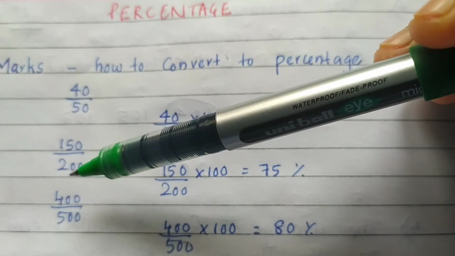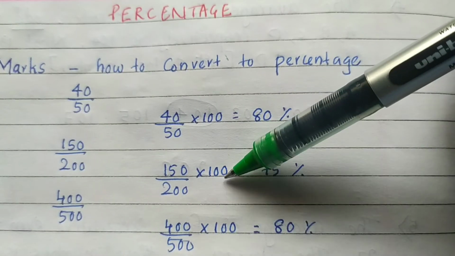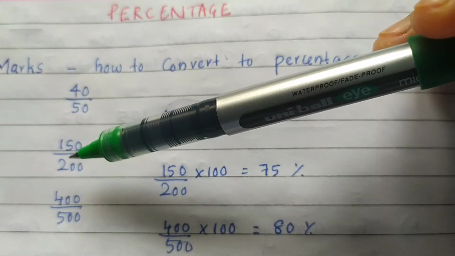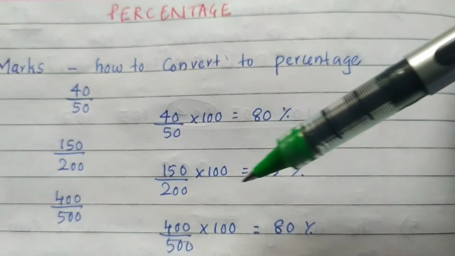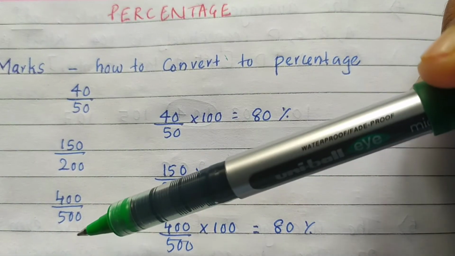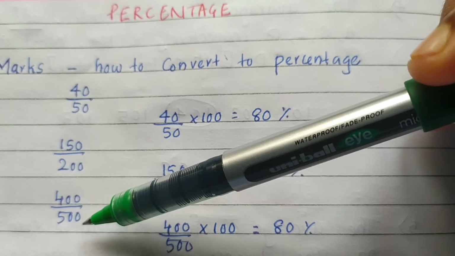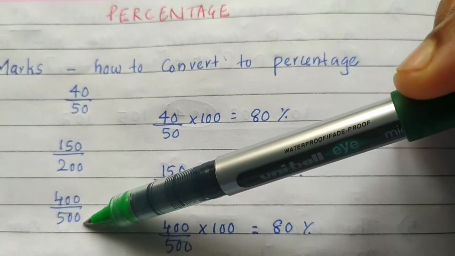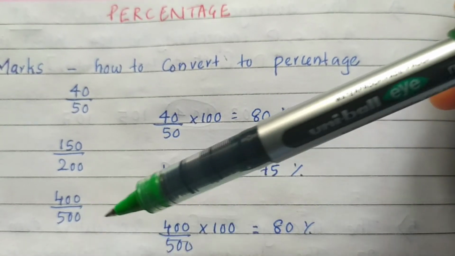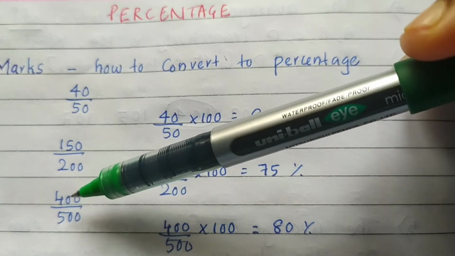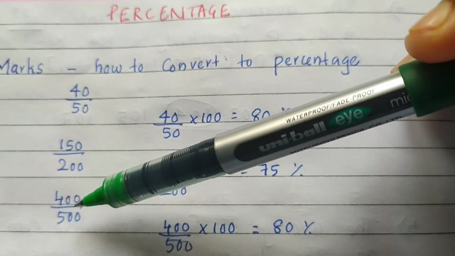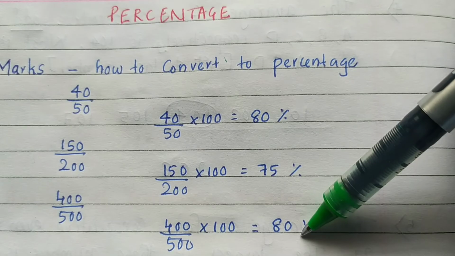How can we make 200 into 100? Dividing 200 by 2, we will get 100. So just divide 150 by 2, we will get 75%. Likewise, how to make 500 into 100? Dividing by 5, we will get 100. So just divide 400 by 5, we will get 80%.